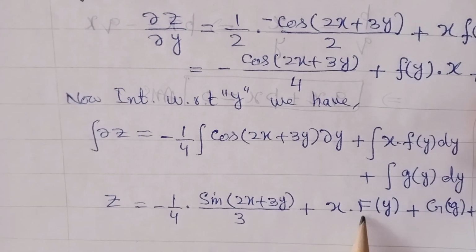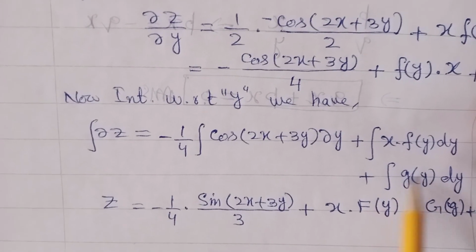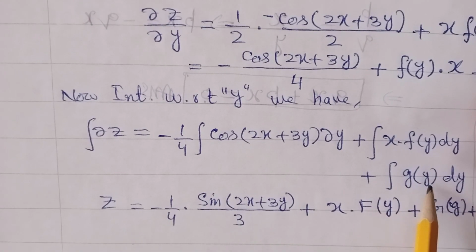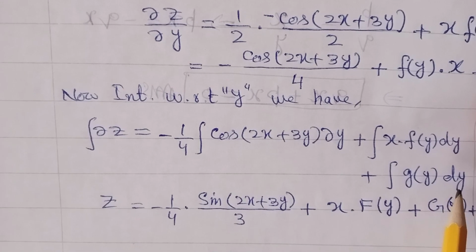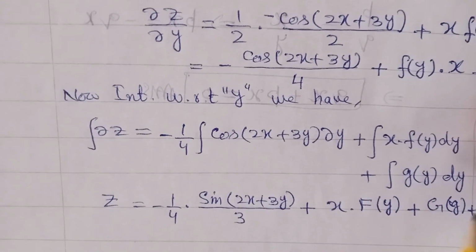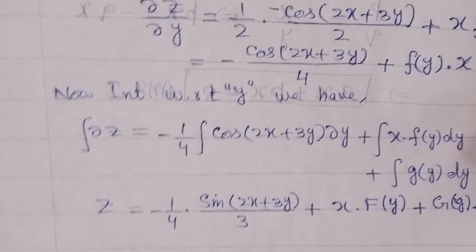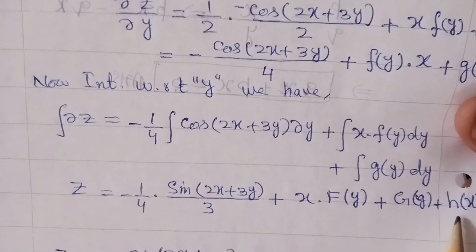So this is the integral of small f of y, plus also g of y is constant. We are going to integrate with respect to y, so the integral of small g would be the capital G plus h of x, that would be treated as a constant here. So now our constant of integration is h of x.